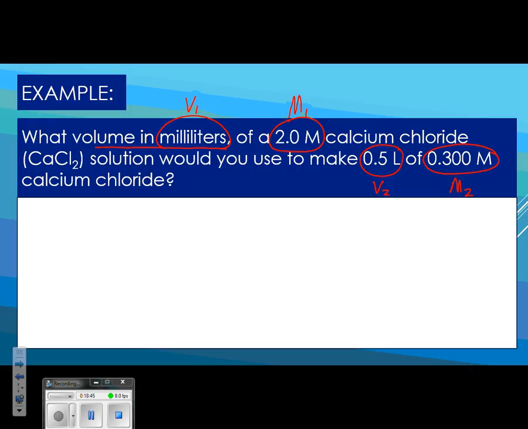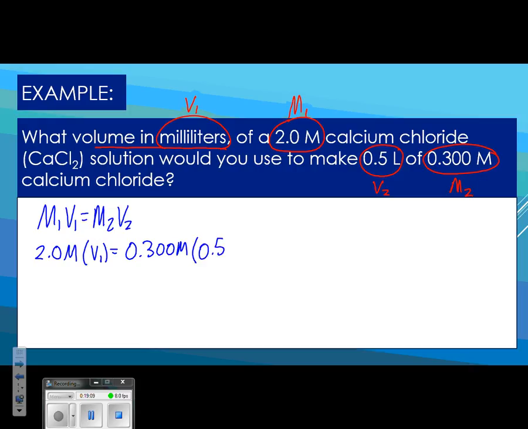So I'm going to set up this equation. M1V1 equals M2V2. I'm going to plug in what I have. I have the first molarity, 2.0 molar. I don't have V1. Equals, I do have the molarity 2, which is 0.300 molar. And I do have volume 2, which is 0.5 liters.